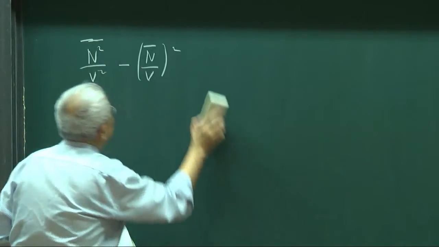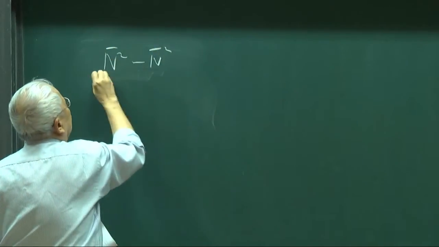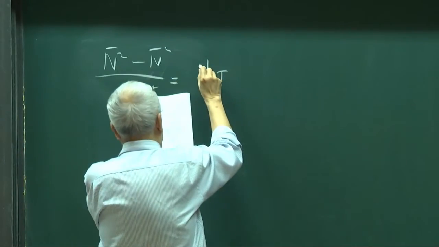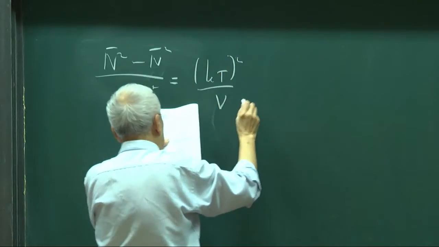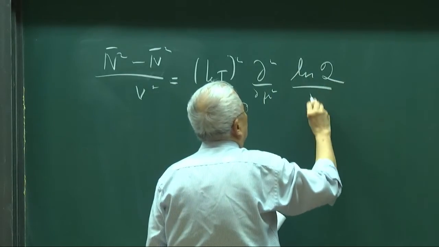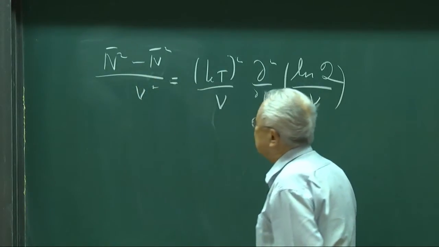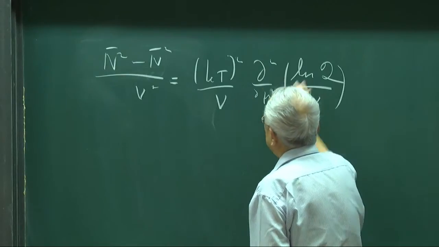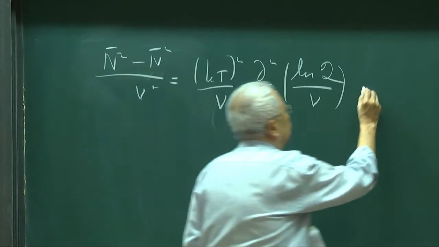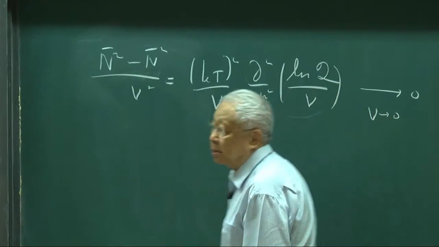I just divide by V on both sides, to get the density. So I get N squared bar minus N bar squared, divided by V squared, is equal to kT squared over V times d by d mu squared of log Q over V. Now everything is finite. It's N over V, this is finite, and this is 1 over V. So this would be very small if we can show that the rest is finite. So you would expect that this approaches 0 if this quantity remains finite.